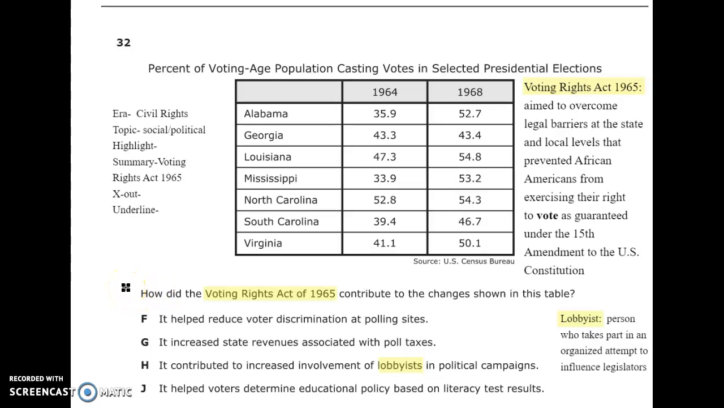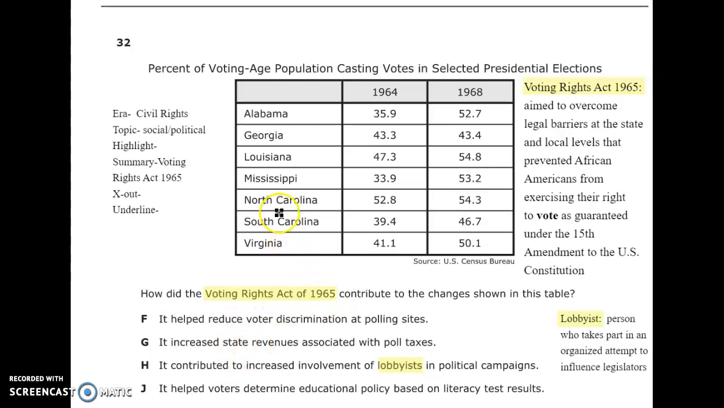How did the Voting Rights Act of 1965 contribute to the changes shown in this table? F. It helped reduce voter discrimination at polling sites. G. It increased state revenues associated with poll taxes. H. It contributed to increased involvement of lobbyists in political campaigns. J. It helped voters determine educational policy based on literacy test results. What did the Voting Rights Act do?